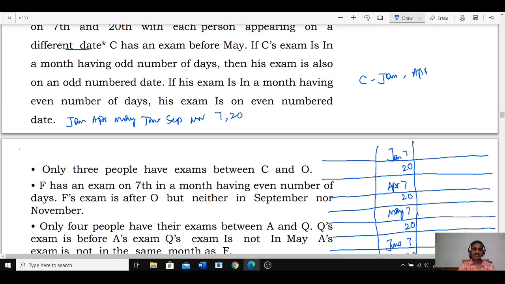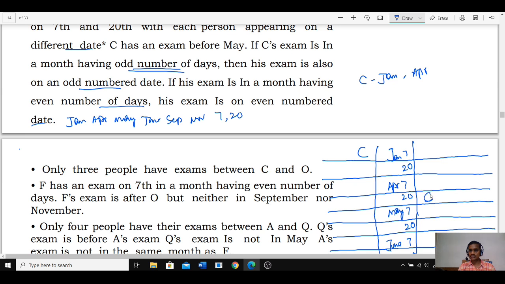If C's exam is in a month having odd number of days. ఇక్కడ మనకి రెండిట్లో C odd number days ఎక్కడ వస్తుంది చెప్పండి, January 31 days January. And C has exam before May. If C's exam is in the month having odd number of days in January, and then his exam is also an odd number date, కనుక Jan 7th ఉండాలి, first case. Or if his exam is in a month having even number of days అంటే April, then his exam is an even number date, hence April 20th.